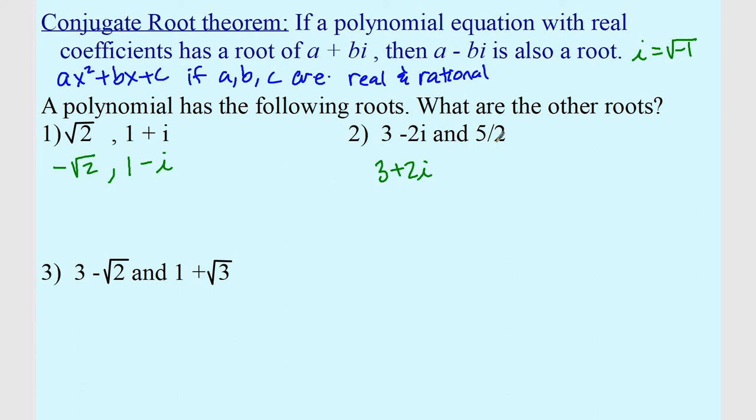5 over 2 does not have a radical. It doesn't give me any information. So number 2 would only have 3 roots. So, no radical, then it's going to have no conjugate.